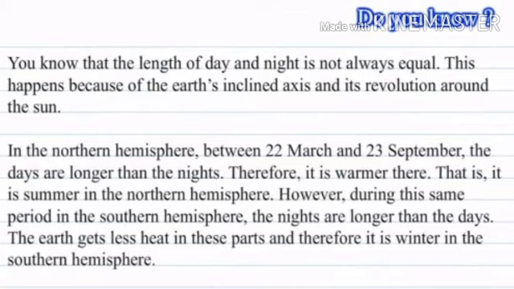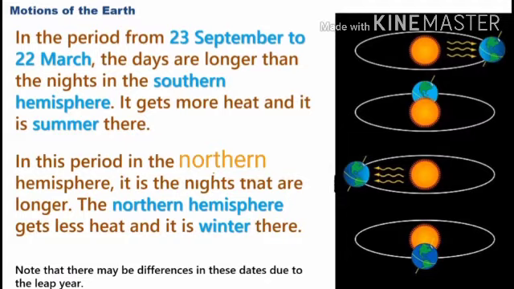Students, let's study what happens from 23rd September to 22nd March. In the period from 23rd September to 22nd March, the days are longer than the nights in the southern hemisphere. It gets more heat and it is summer there. In this period in the northern hemisphere, it is nights that are longer. The northern hemisphere gets less heat and it is winter there. Note that there may be differences in these dates due to the leap year.